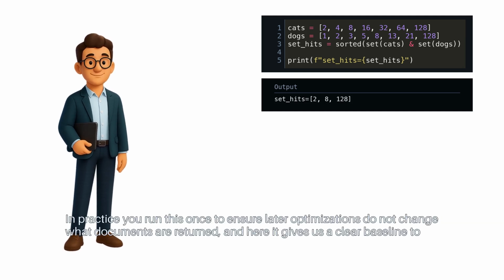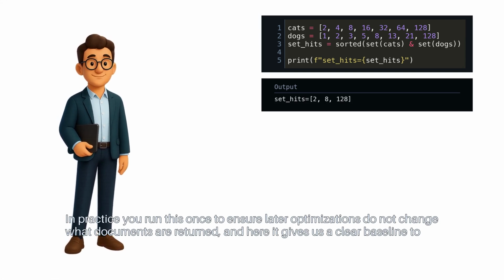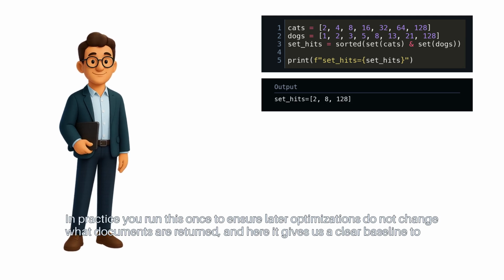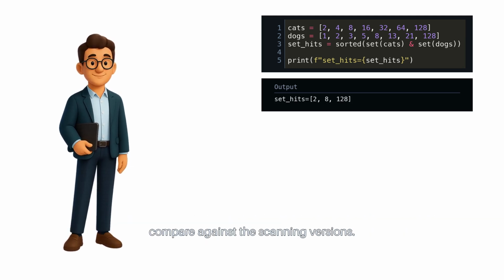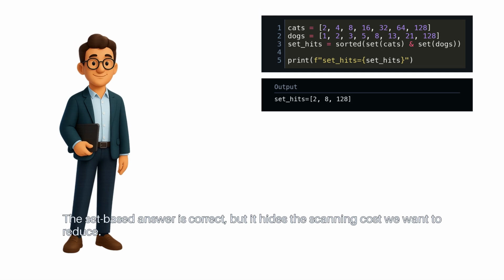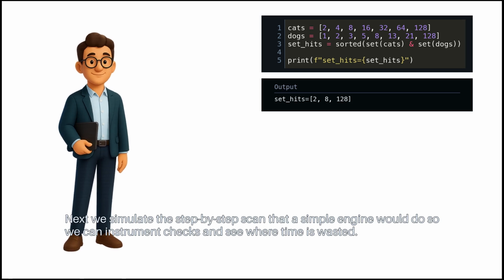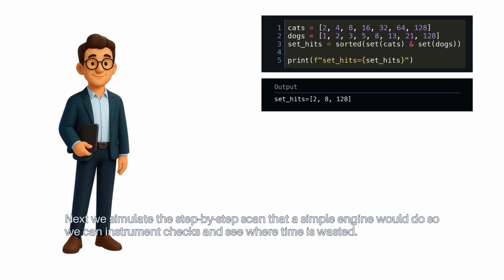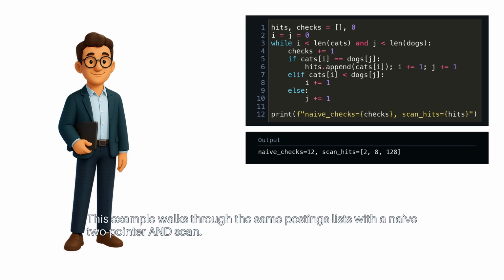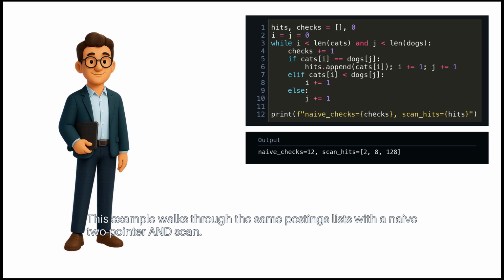In practice, you run this once to ensure later optimizations do not change what documents are returned. And here, it gives us a clear baseline to compare against the scanning versions. The set-based answer is correct, but it hides the scanning cost we want to reduce. Next, we simulate the step-by-step scan that a simple engine would do, so we can instrument checks and see where time is wasted. This example walks through the same postings lists with a naive two-pointer scan.